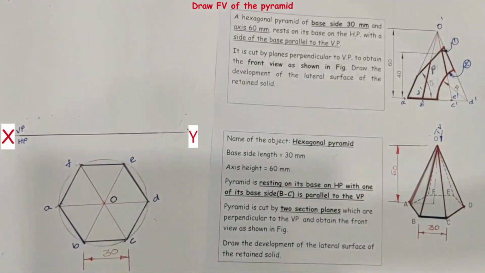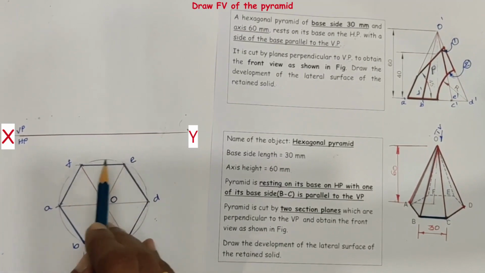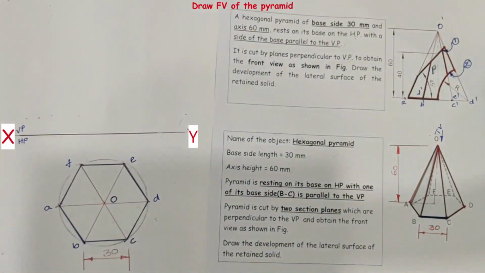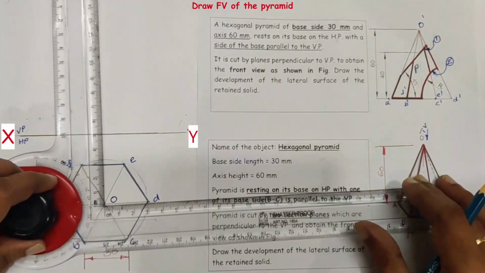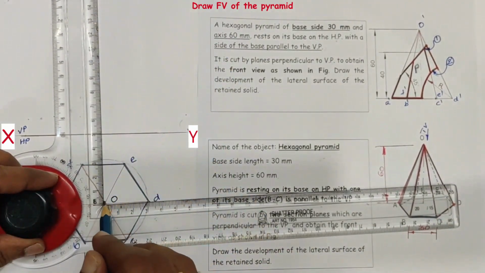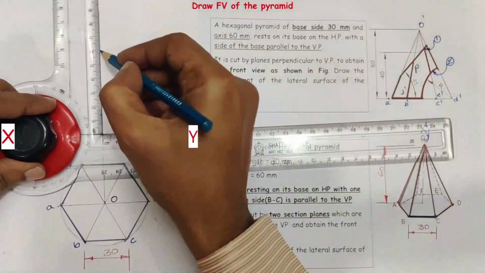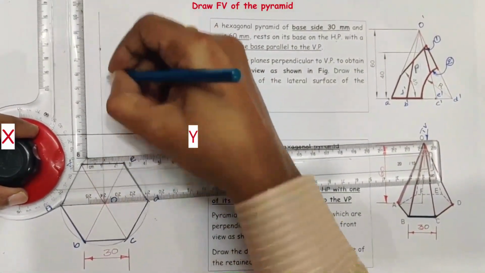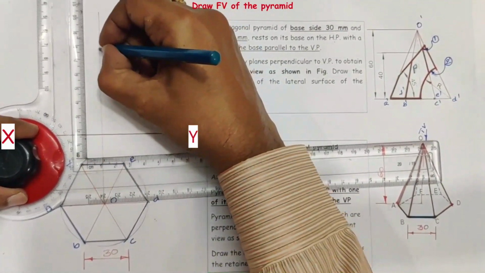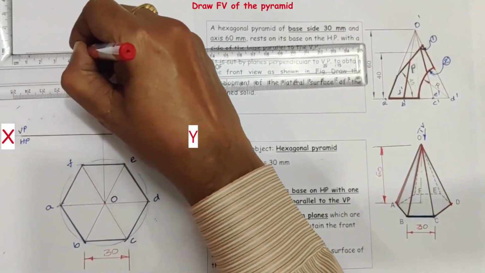Then we will move towards drawing its corresponding front view. For that, draw projectors through the points A, B, C, D, E, F and O towards the vertical plane. First we will draw a projector through the image of the apex point of the hexagonal pyramid in top view, say O, towards the vertical plane. Here the height of the hexagonal pyramid is equal to 60 mm. Then along this line, at a distance of 60 mm from the XY line, locate a point O dash.